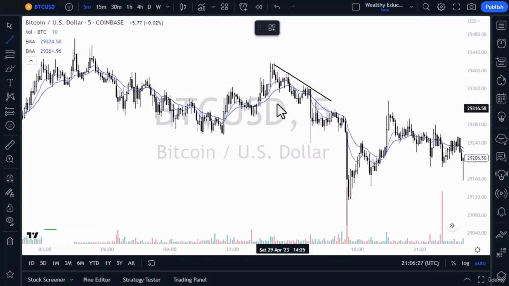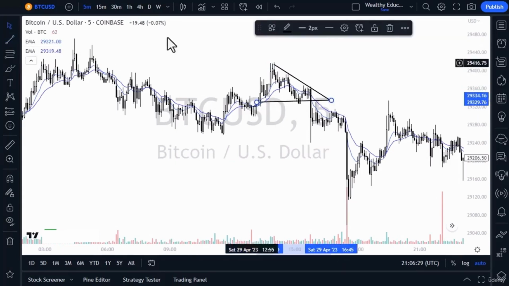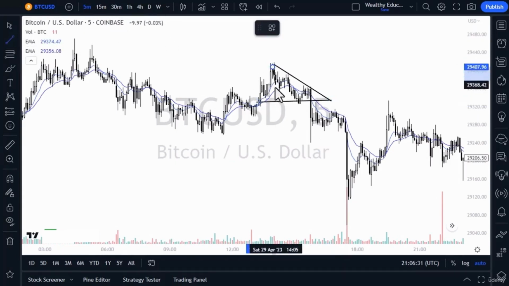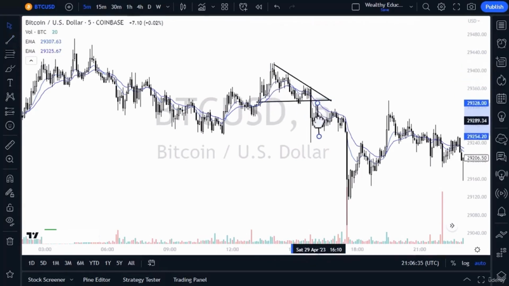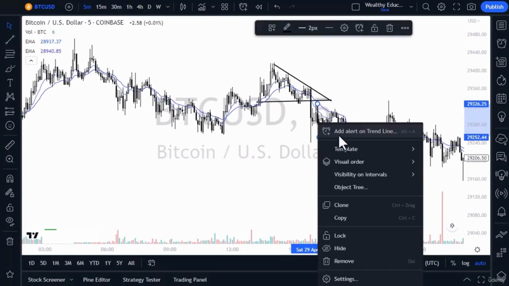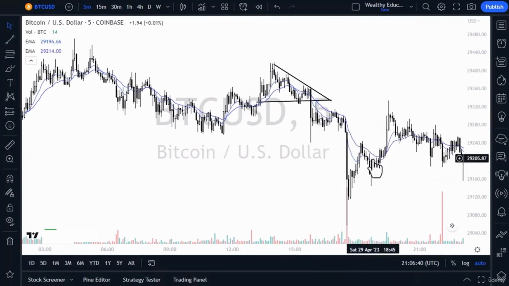Here's a descending triangle. Again, the crossover, and then we break down below it. We hit our target as soon as we break out, basically. And typically, and this is not uncommon, you actually get more out of it than the original target.